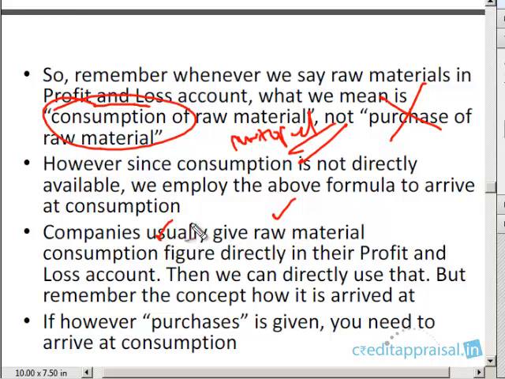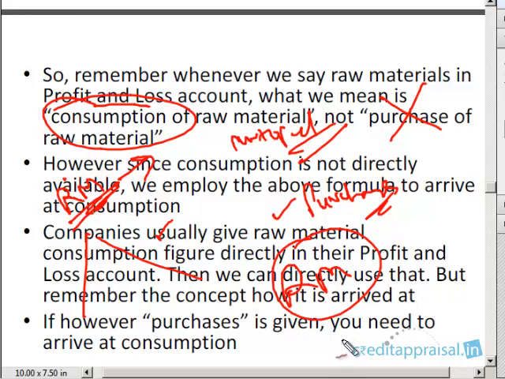But anyway, even if companies give the consumption figure directly, you should know what it actually means, right? You should not confuse it with purchases. If you don't know this concept which we discussed in this chapter, you might think that the figure of raw material appearing in the P&L account is the purchase. That's not correct. When companies in the P&L say raw material, without mentioning whether it is consumption or purchase, it actually means consumption. So they are directly reporting the consumption. So whenever you see raw material from now on in the P&L account, please note it's the consumption. It is not the purchase, right?